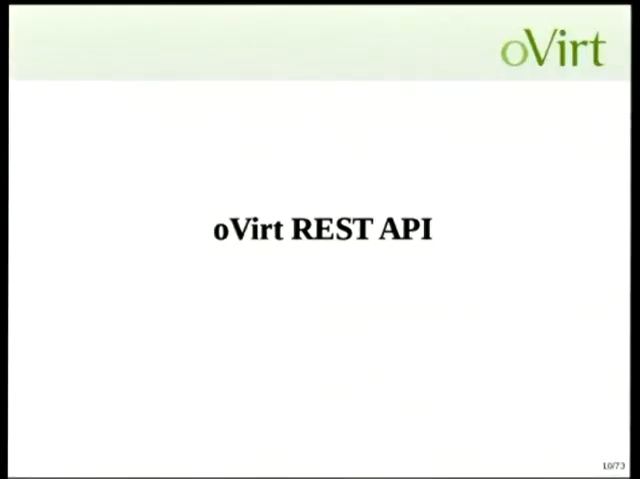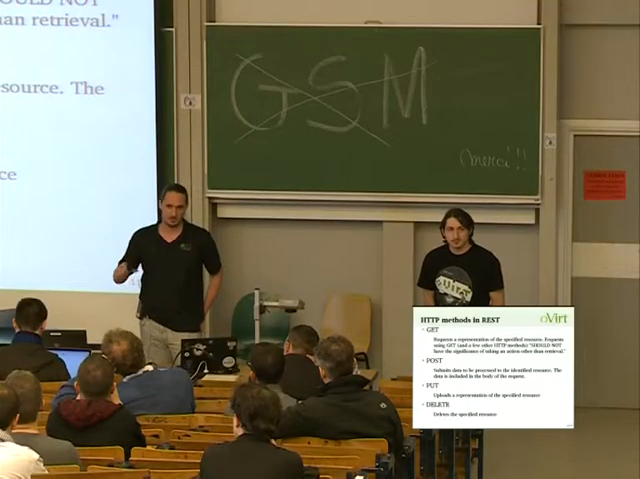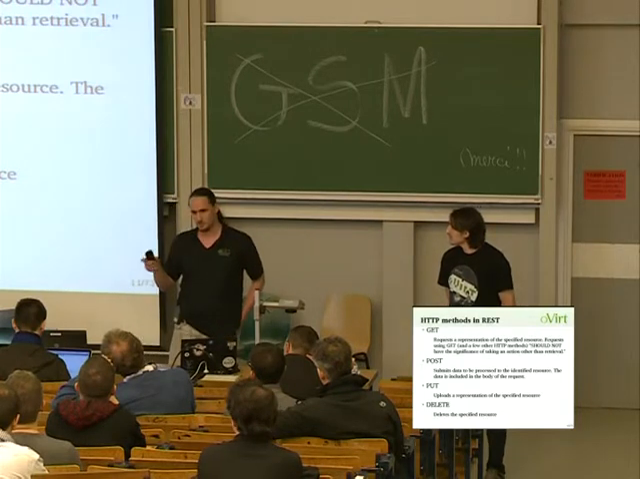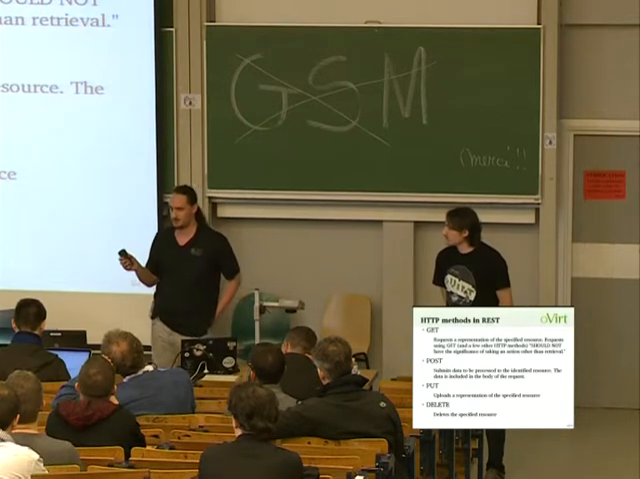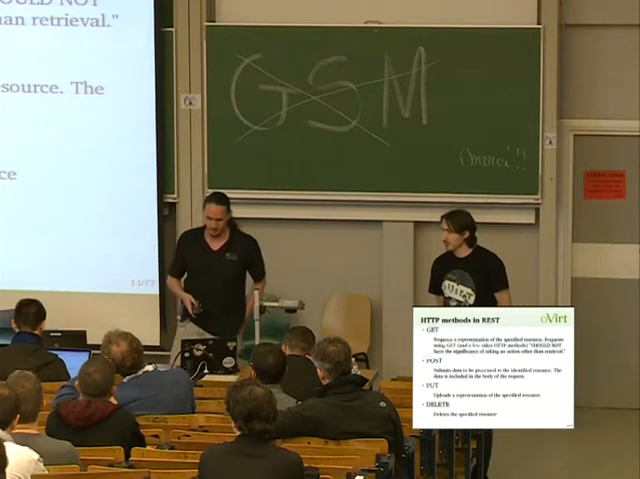So let's talk about the REST API. This is the most basic, the core API that oVirt engine exposes. So basically, it's just doing HTTP methods, HTTP calls. So we have GET to get a list of resources or a single resource representation. POST is to submit a new resource or to act upon an existing one, like launch a VM via POST. PUT is to update a resource or just update the representation. And DELETE, of course, deleting the resource.